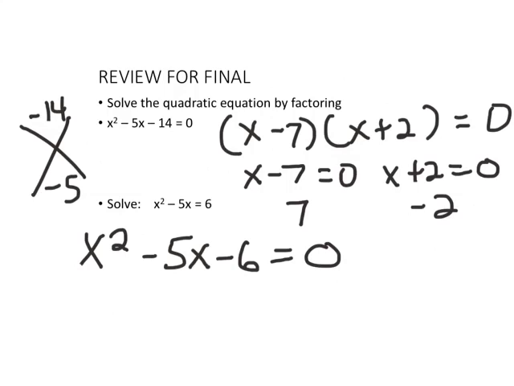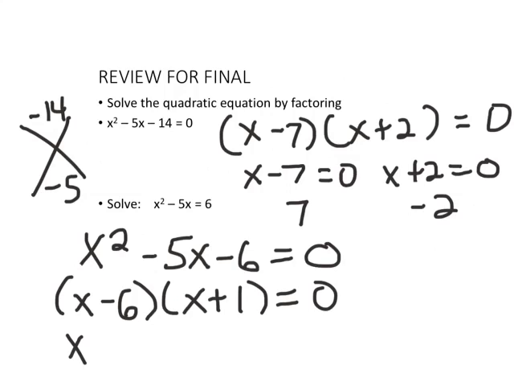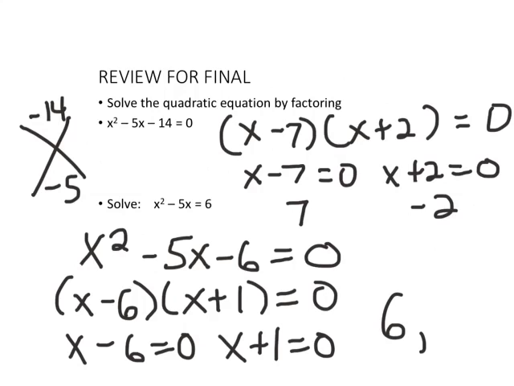So to solve this by factoring, I would factor it. And my factoring would be x minus 6 and x plus 1. Then I split it, and I solve it. And my answers are positive 6 and negative 1. Positive 6 and negative 1 are my two solutions.